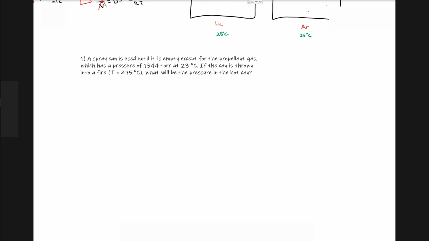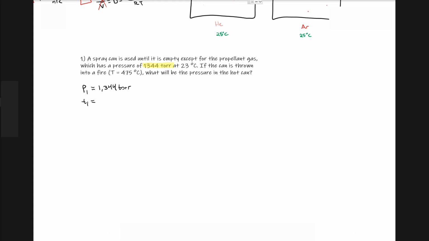Now, with any type of problem, the best thing to do is always, at the very beginning, before you do anything else, make a list of everything you know. So in this problem, what do we know? Right here, actually, I'm going to highlight so that we can follow along. We are given our first pressure. So I'm going to write P1 equals 1,344 torr. Okay, let's keep reading. At 23 degrees Celsius. So this looks like it's our temperature 1.